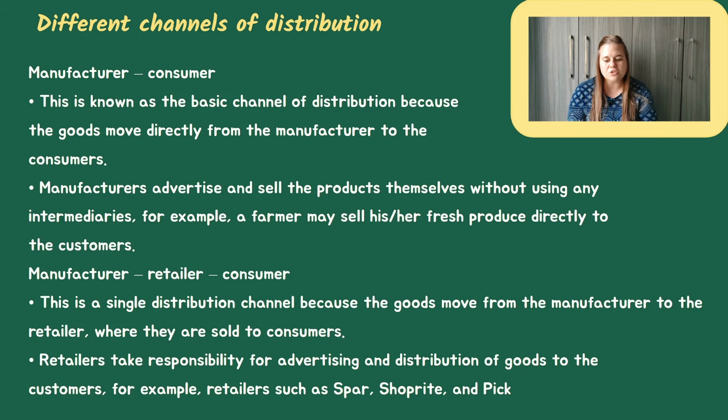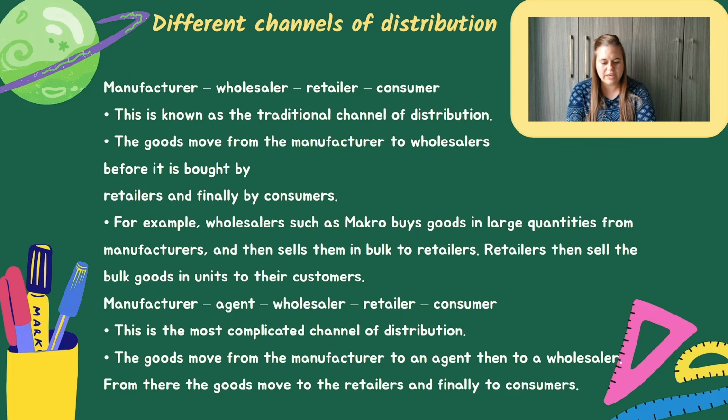This is called a single distribution channel because the goods move from the manufacturer to the retailer and then are sold to the consumer. Retailers take the responsibility of advertising and distributing the goods to the consumers. So your example of retailers here is Spar, ShopRite, Pick n Pay, Woolies.